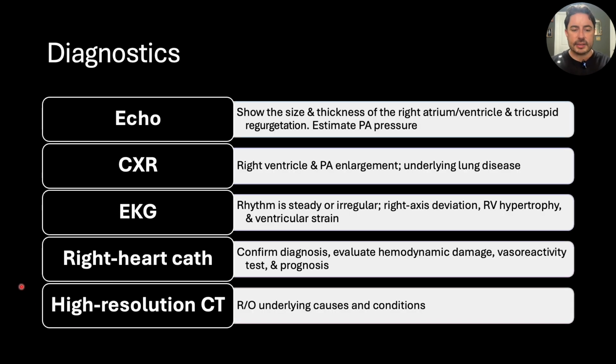When we look at diagnostics, we're going to look at an echo, chest x-ray, EKG, right heart cath, and high resolution CT. So with an echo, the echo will show the size and the thickness of the right atrium and the right ventricle, and if there's any sort of tricuspid regurgitation. And we can actually look at the echo and we'll be able to estimate the pulmonary artery pressure.